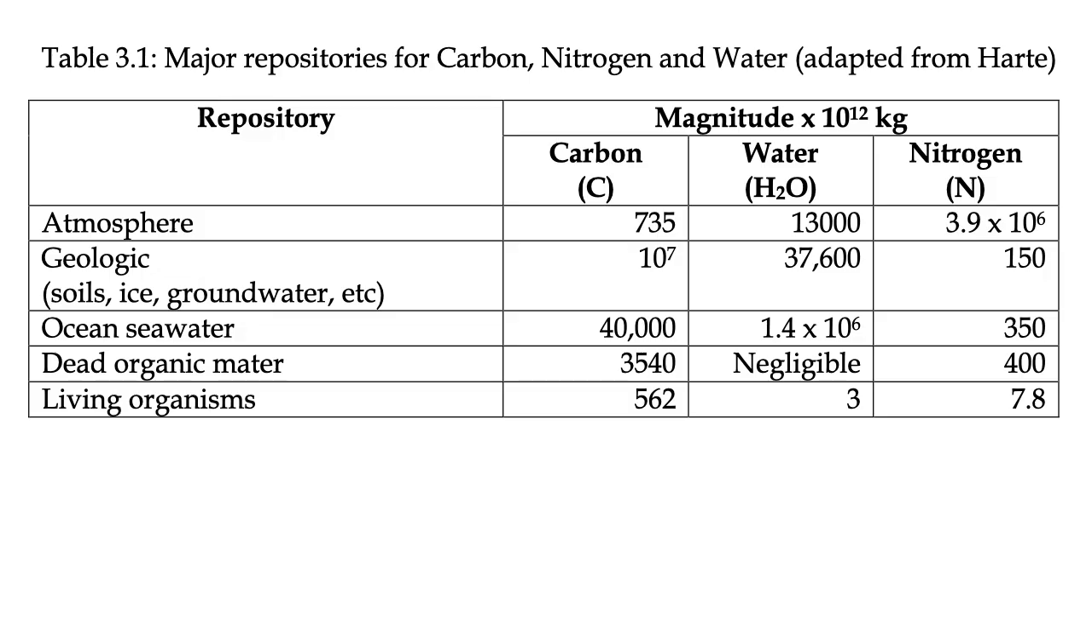Water vapor and carbon concentrations in the atmosphere, although much lower than the nitrogen concentrations, will have huge impacts on our climate, which we'll discuss in great detail in Chapter 6.